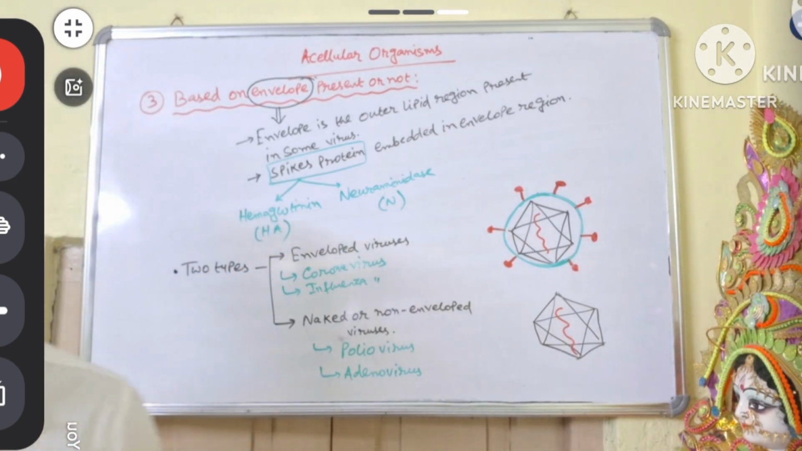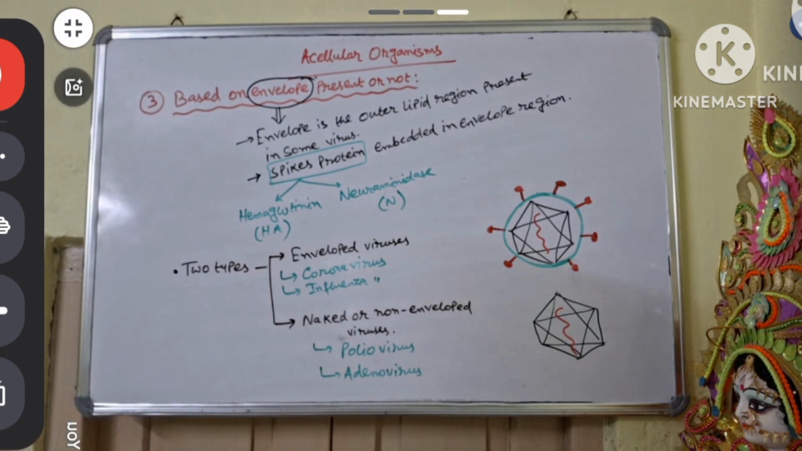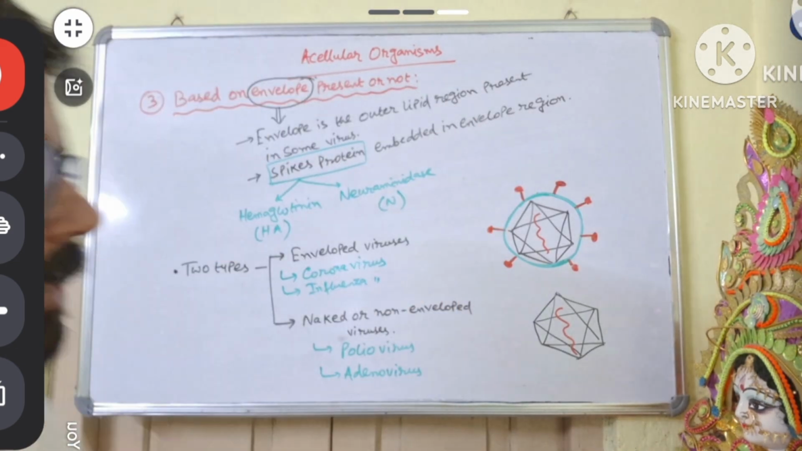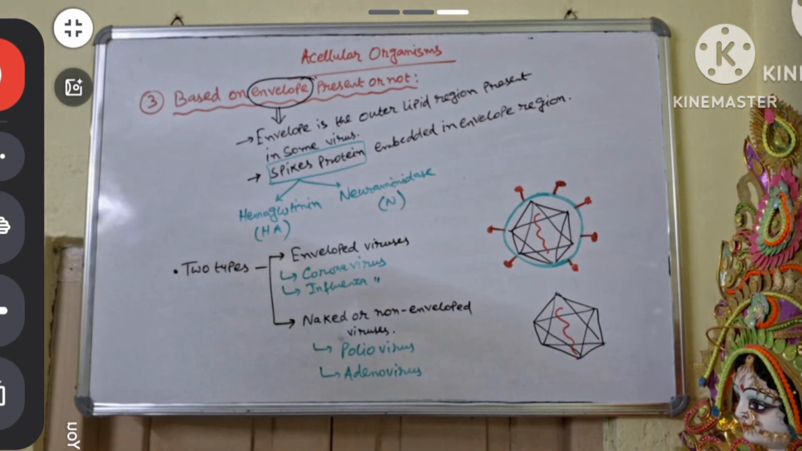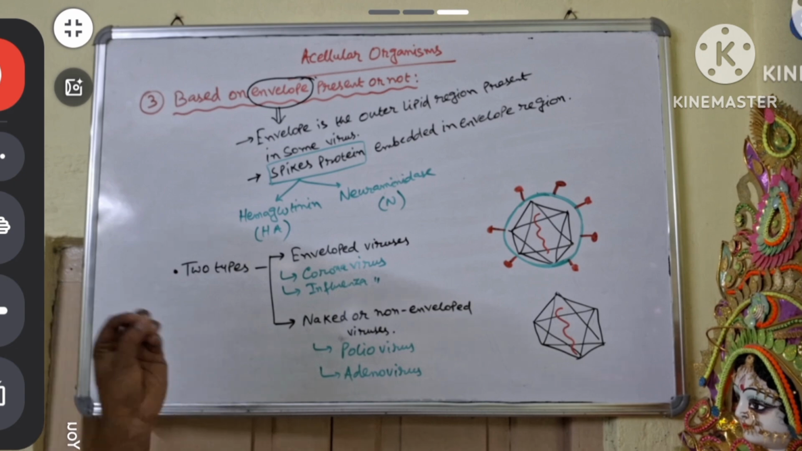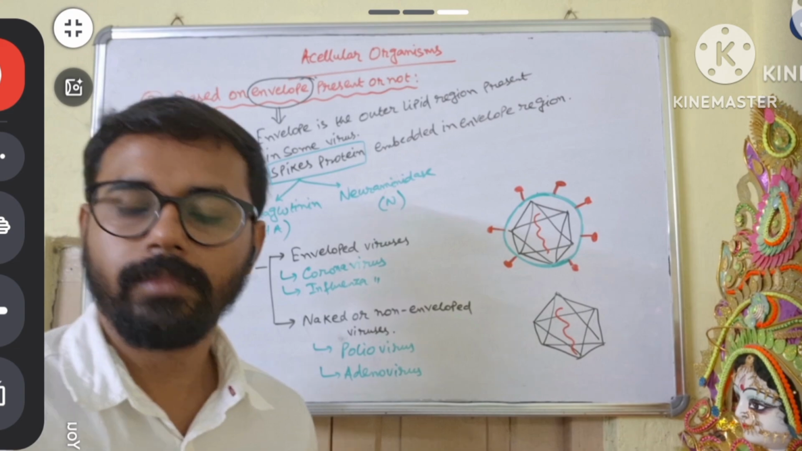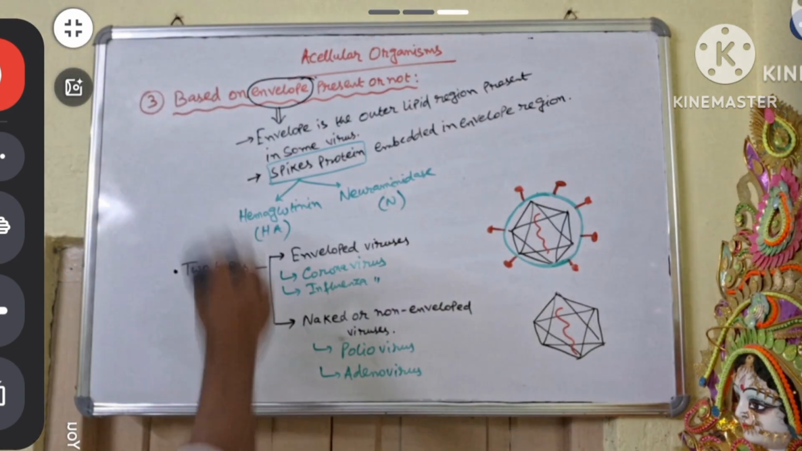Classification number 3 is based on envelope. Clear or not? Yes. Understood? Okay. So virus classification is done. Of the three types of classification, the more meaningful way is the nucleic acid basis of classification. And the next topic, virus life cycle.